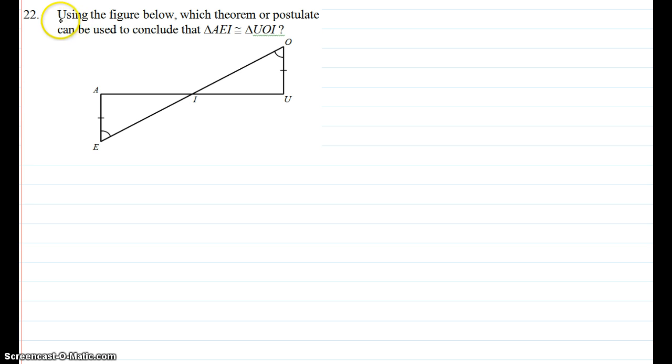22, again, we're going to go out of order a little bit. Using the figure below, which theorem or postulate can be used to conclude that triangle AEI is congruent to triangle UOI? So again, the three that we have to choose from are side, side, side, side, angle, side, and angle, side, angle. So again, we have this figure where we have these two lines crossing, and that creates a pair of vertical angles. Now I'm going to use 2 marks because this one already has 1 mark. So that means these vertical angles are congruent.